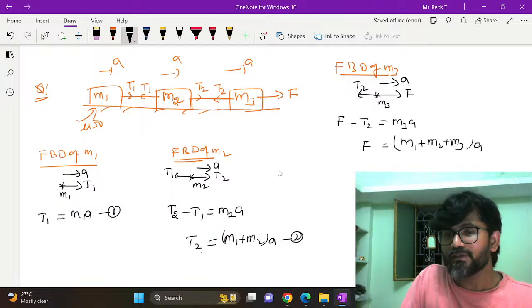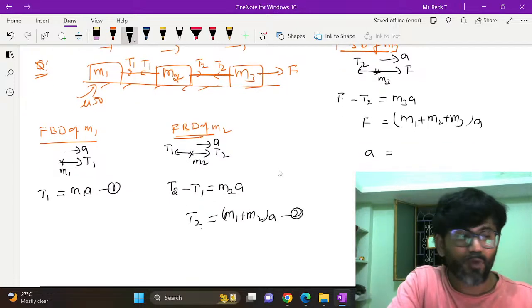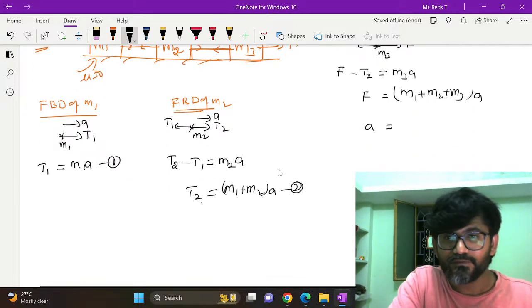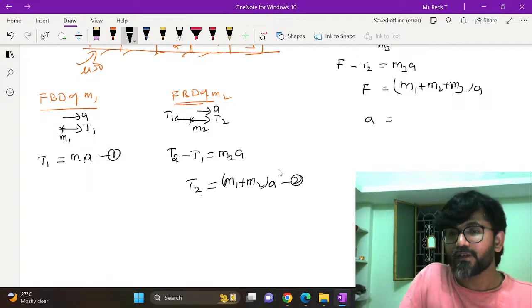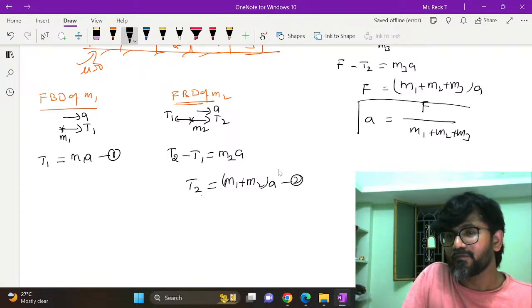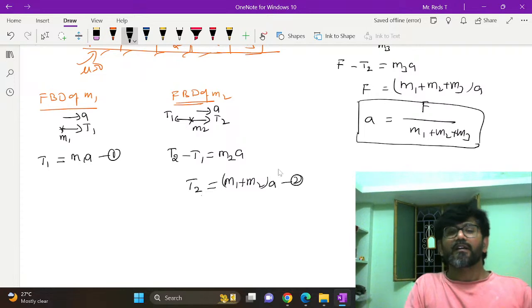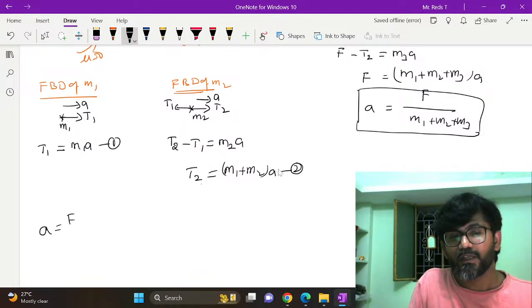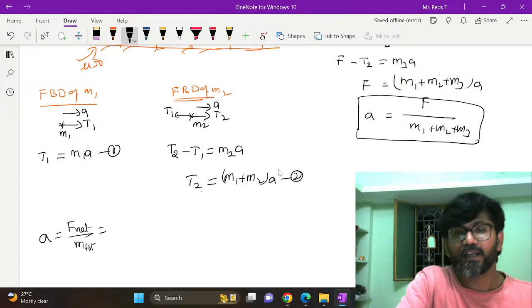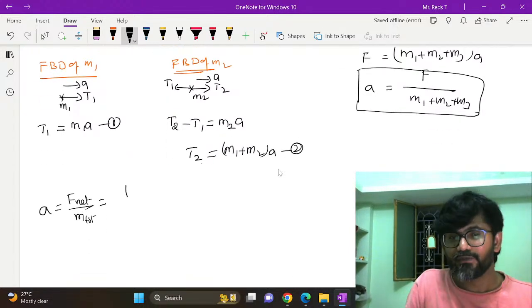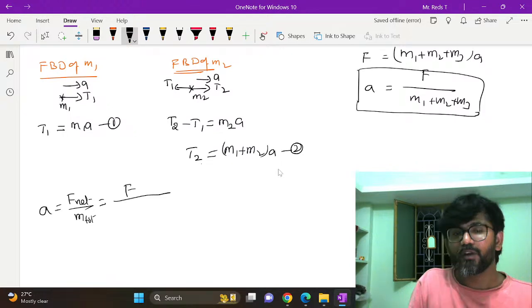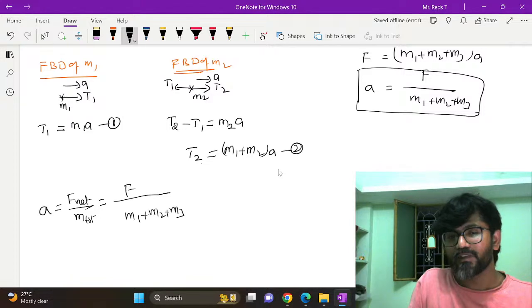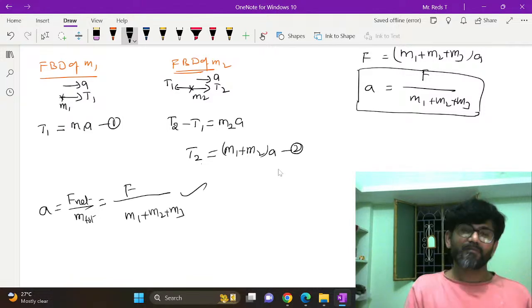So therefore A is equal to F by M1 plus M2 plus M3. This you can also get by using the shortcut formula. What is that? A is equal to net force by total mass. The net force in the diagram is only F. The total mass is the sum of the three blocks, M1 plus M2 plus M3, which will give you the acceleration directly. Simply you can take this instead of all this.